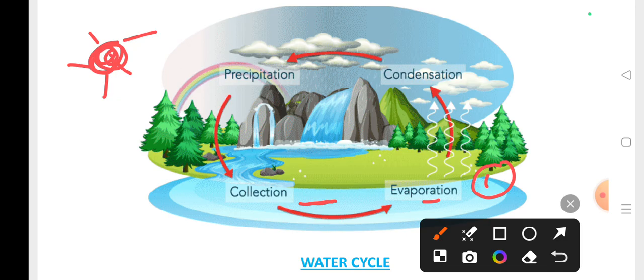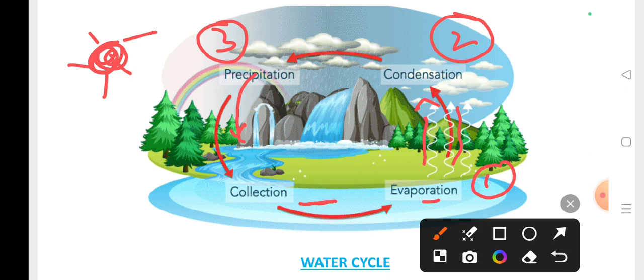Okay, so when this vapor goes up, it cools down. This process is known as condensation. And in the third stage, precipitation. That means when this cloud comes on earth in the form of rain, hail, or snow, that is called precipitation.